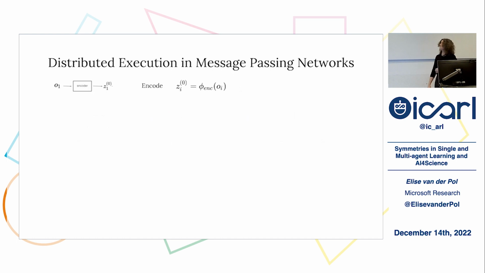So message passing networks are very suited for the centralized training distributed execution setting, because you just train them as a standard network at training time, but at execution time, you can distribute all the parts of the network onto different devices. So one part of the network is that you have a local encoder that takes a local observation of an agent and encodes it into a local state representation.